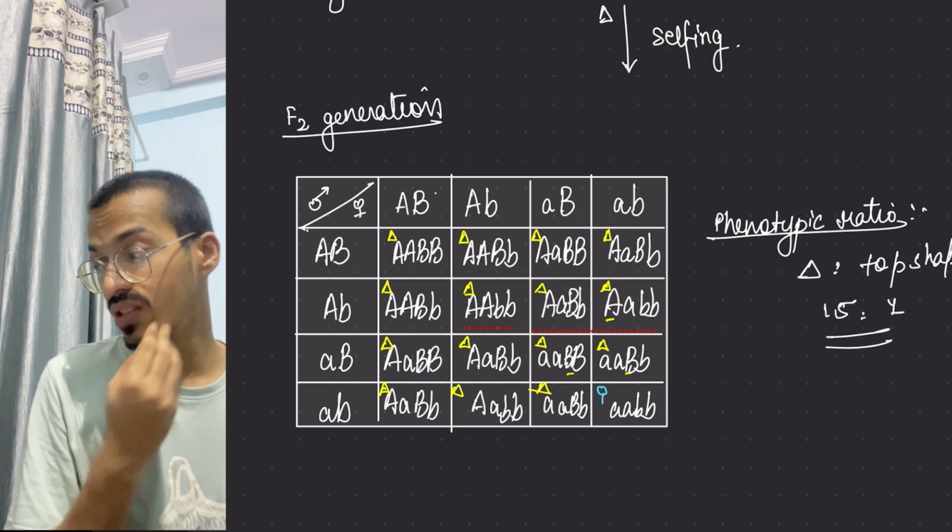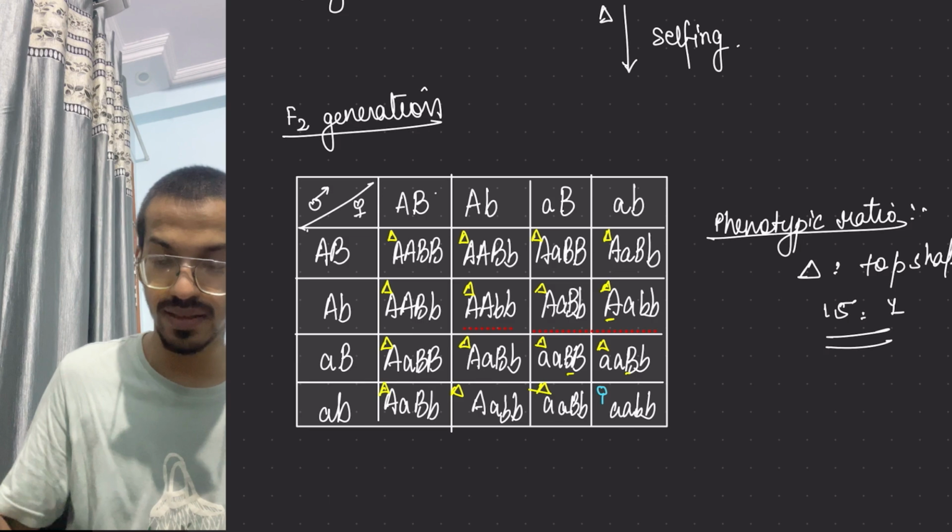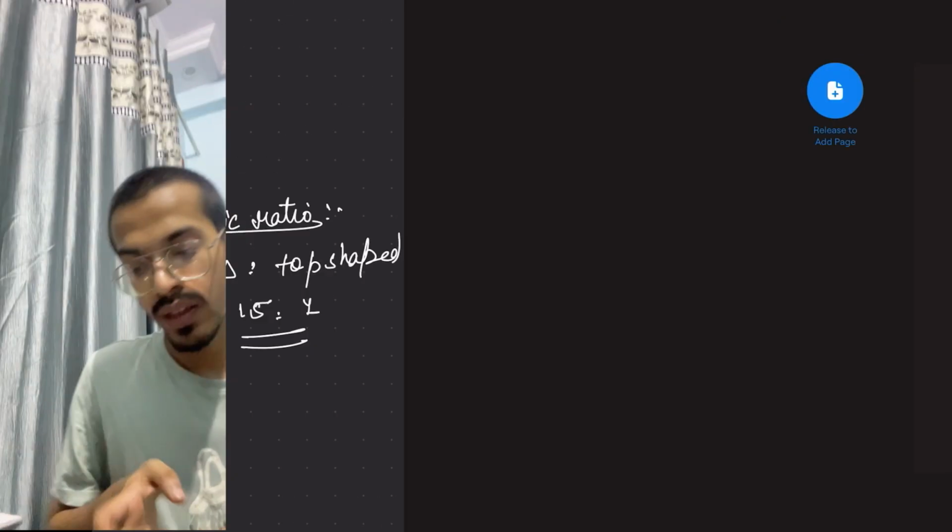After duplicate genes, the next is epistasis. So what is epistasis? Epistasis is when something is masking the effects of another. It means that if one particular type of gene is present, the other's feature would be masked. So in epistasis, one gene is masking the effects of another.